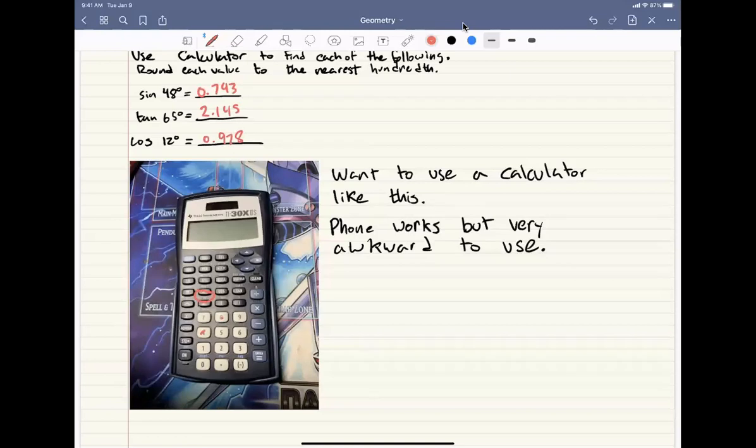All right. You want to use this type of calculator. If you use your phone, it's very awkward to use and it's not really gonna help out. But that's basically the basics of trig ratios. In class, we'll have a calculator and everything, or I'll show you how to do it on your phone.